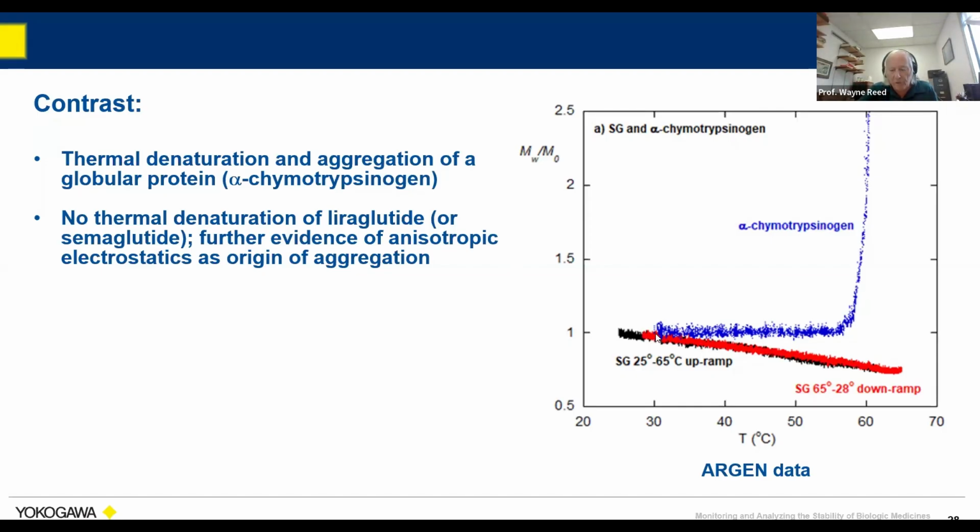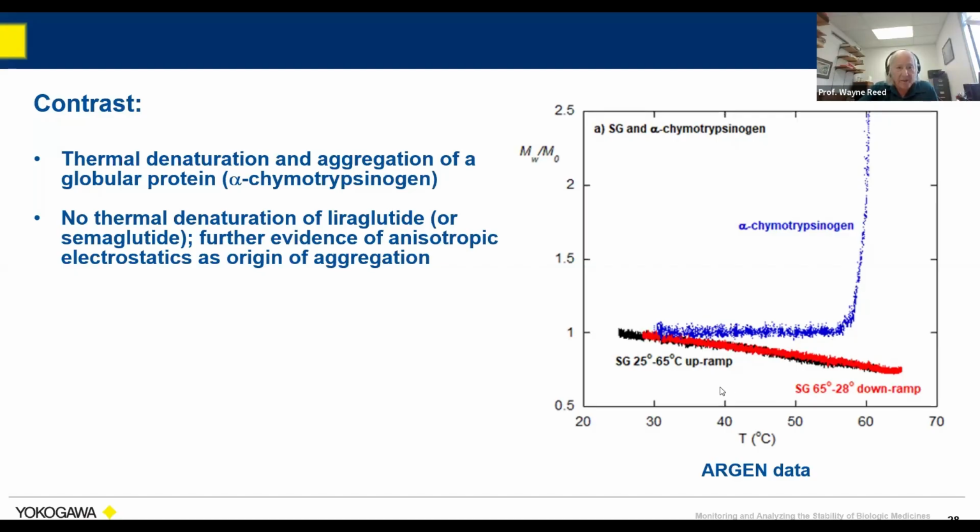We do a temperature scan of a real globular protein, in this case alpha chymotrypsinogen, and we use the Argand to ramp. It's nice and stable, and then it goes off. There is no single aggregation temperature, it depends on your ramp speed, but there is a point at which it goes vastly unstable, which is what we're seeing here.